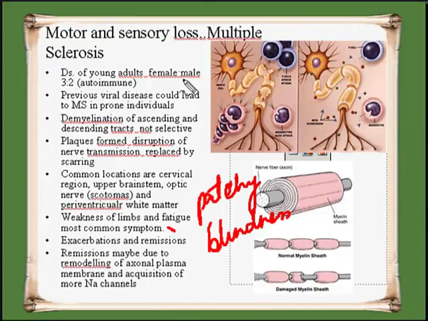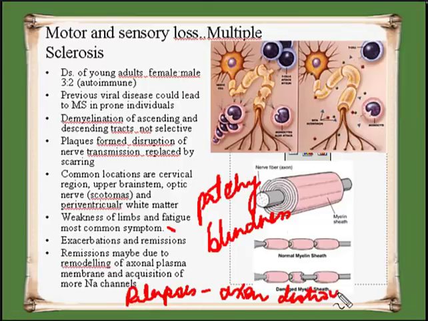And this disease is prevalent both north and south of the equator. Remissions may occur, and they think that usually the remissions are because the axonal membrane is being remodeled and more sodium channels are acquired, and that leads to impulse transmission. When relapses occur, then the axon itself gets destroyed and nerve transmission is not possible at all.